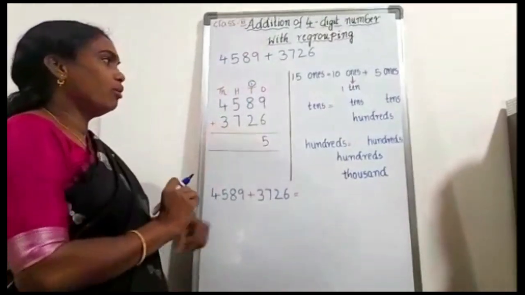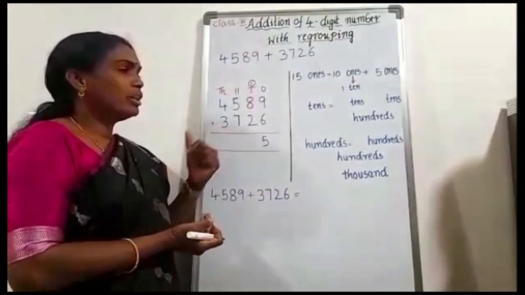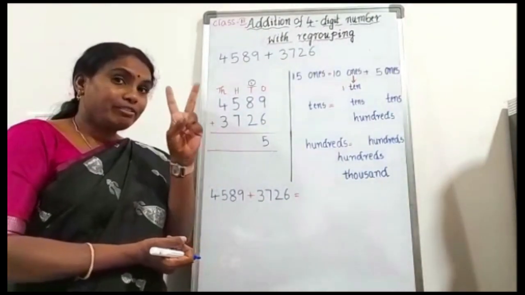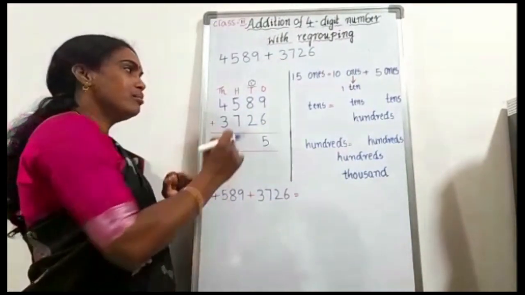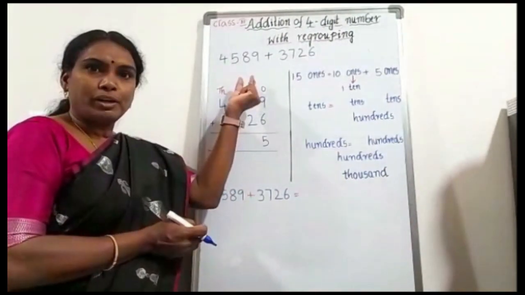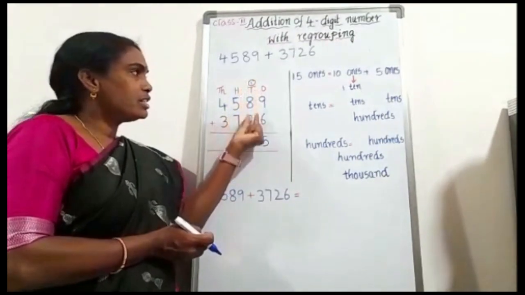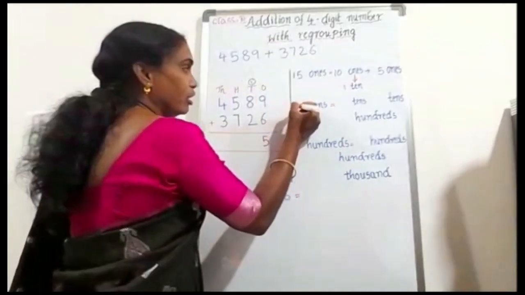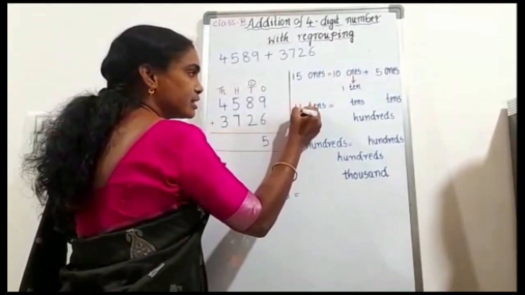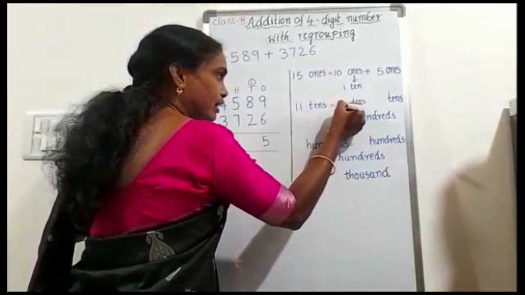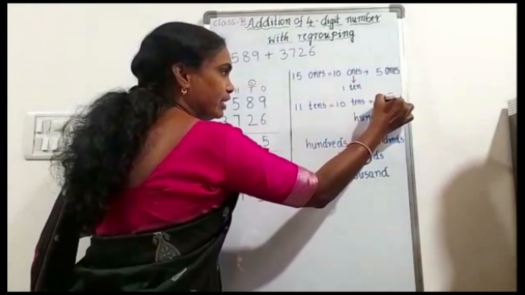Okay. Now we add the tens column. In the tens column there are 8 tens plus 2 tens. 8, after that 9, 10. Here 8 plus 2 is 10. But one more ten is added, meaning regrouped here. 8 plus 2 is 10, plus 1 is 11. 11 is again a two-digit number. So 11 tens we can write as 10 tens plus 1 ten.